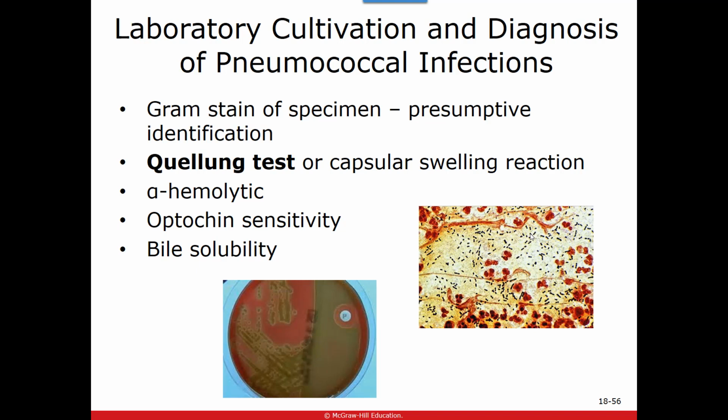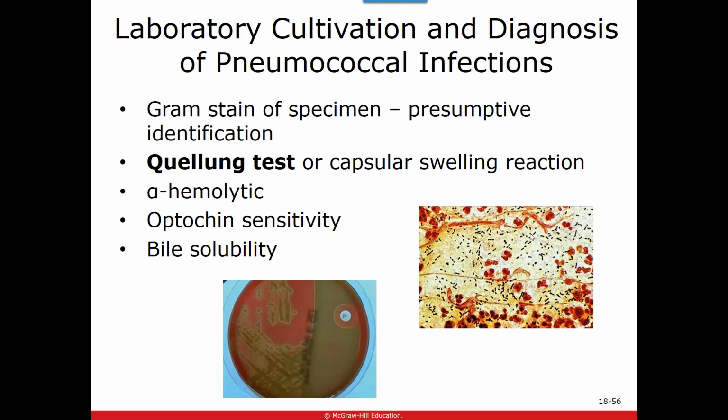We can do something known as a Quellung test. This is looking to see if the capsule swells. We can look to see if it has alpha-hemolysis. We can also look to see if it's sensitive to the antibiotic optochin. And so we can actually see this little white paper, it's a little paper disc. It's soaked in the antibiotic optochin. I don't know why it's a P for optochin, it's the second letter.